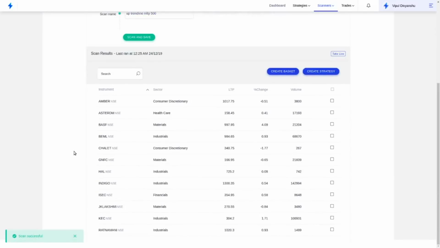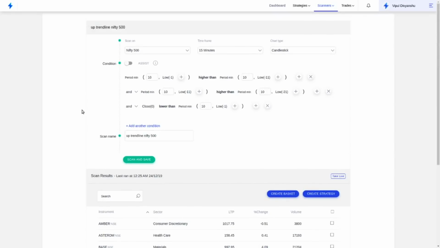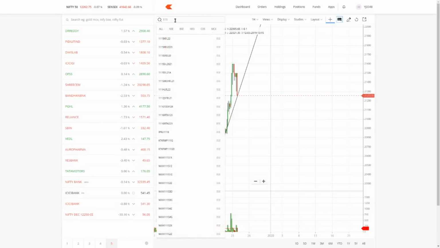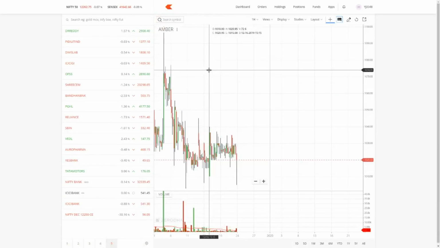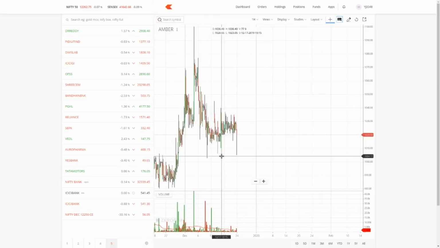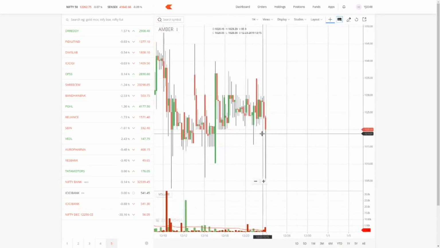So we get quite a few stocks, not as many as before. Let's look at Amber, where this has happened. So one second, let me just draw it like this. For the last 10 candles, from the offset of -1, this is the lowest low which has been formed. And then this is the lowest low.